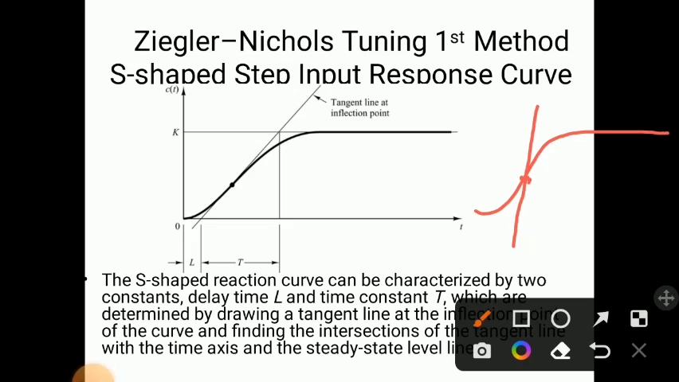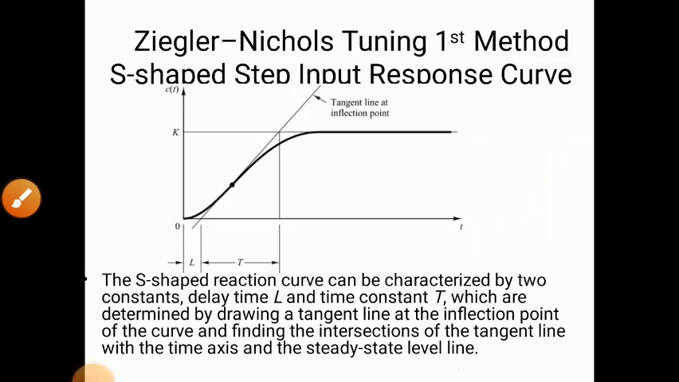This tangent intersects the x-axis. Here this distance is called L, that is the delay time, and this distance is called T, the time constant. So we have to understand it like this: L is delay time and T is time constant.